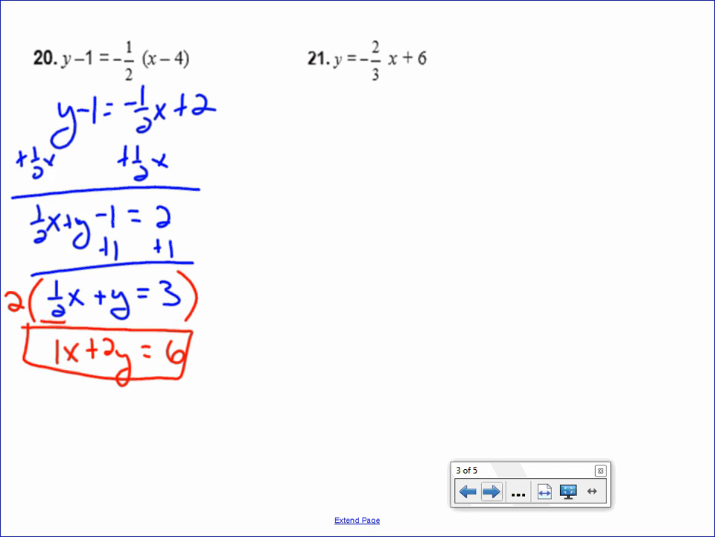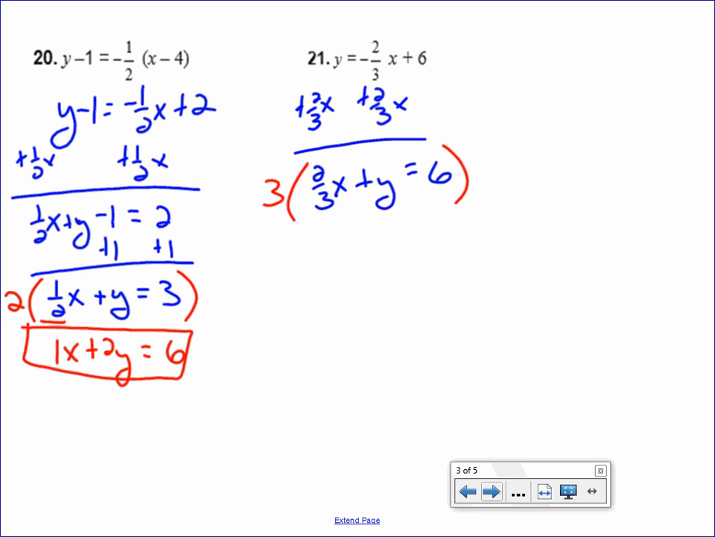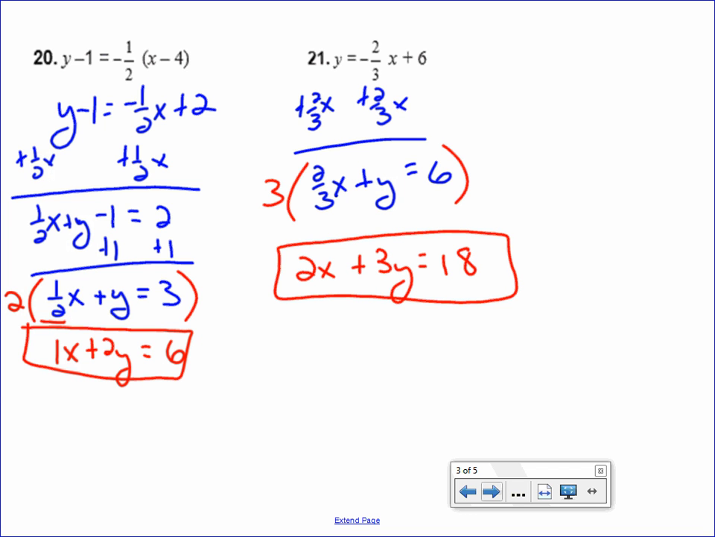Okay, next one is in slope-intercept form. So the first thing we got to do, we just got to get in this standard form by adding 2/3 x. So I'd have a 2/3 x plus y equals a 6. So again, we're going to clear out the fraction by multiplying by its denominator. So the denominator is a 3. So 2/3 times 3 is simply 2. So we got 2x. 3 times y is 3y equals now 18. This would be my new equation in standard form.